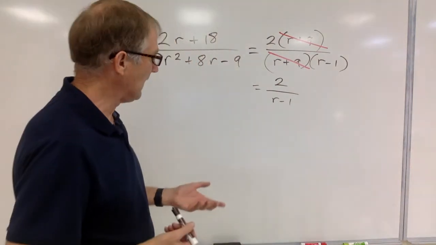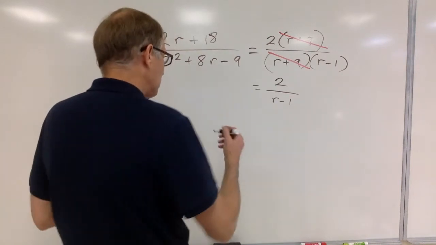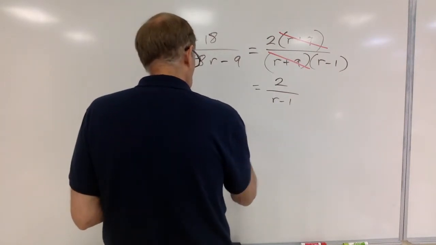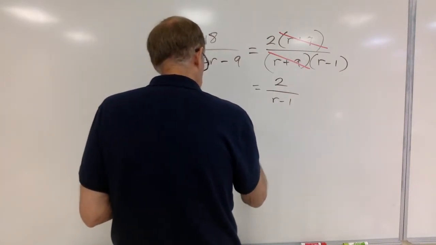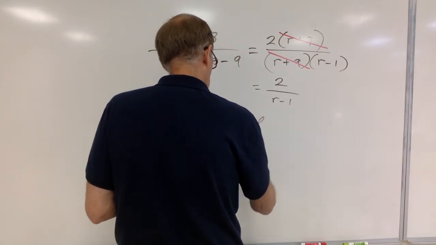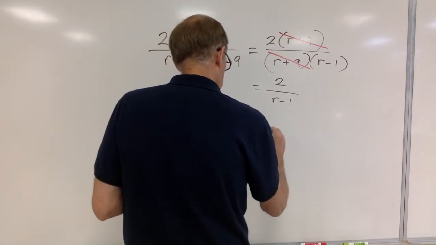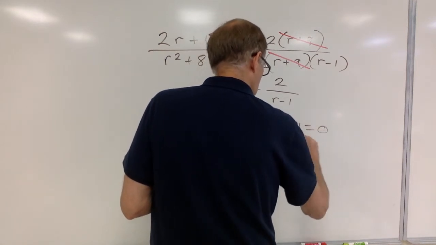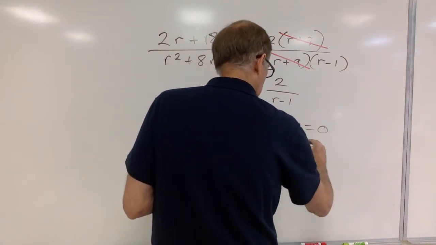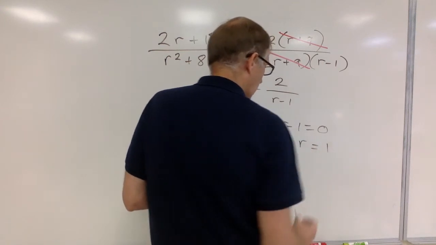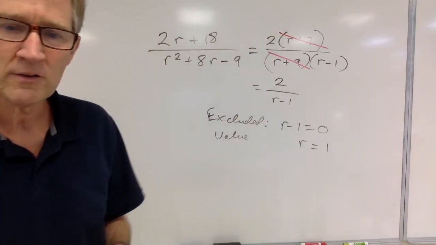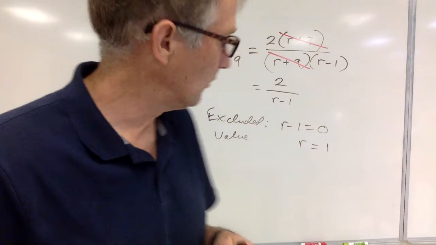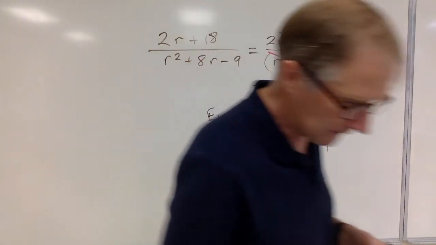The excluded value, let's find that. To find the excluded value, just set the denominator equal to 0. In this case, add 1 to the other side and solve for r, and we get r equal to 1. So there's only one excluded value, when r is equal to 1. Let's do another one.